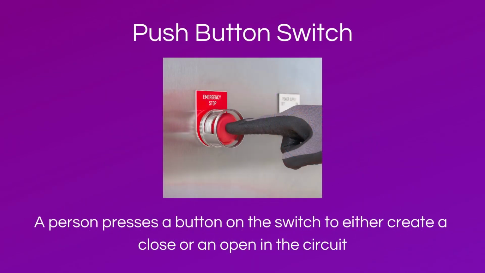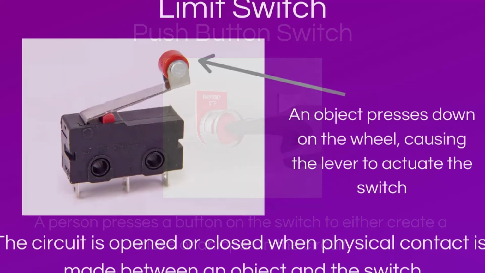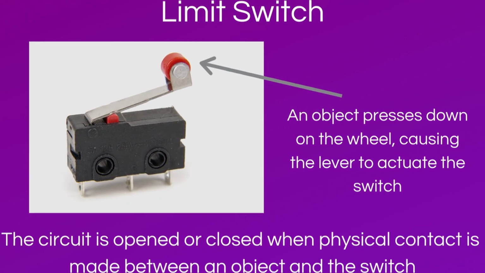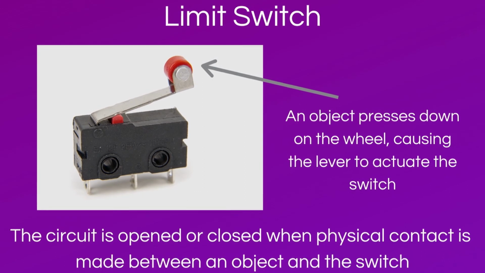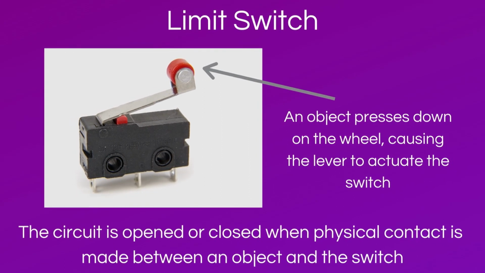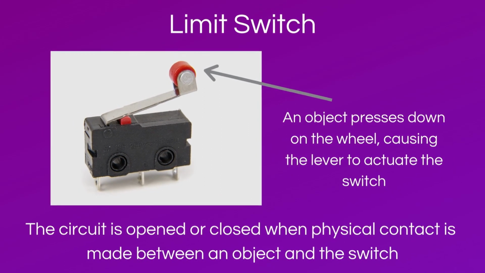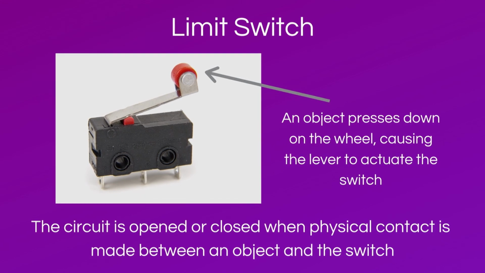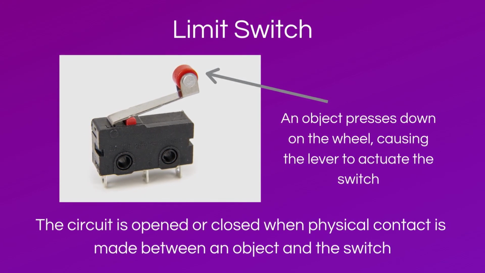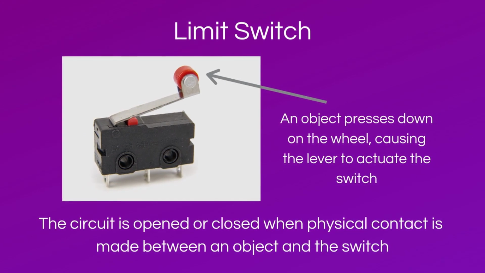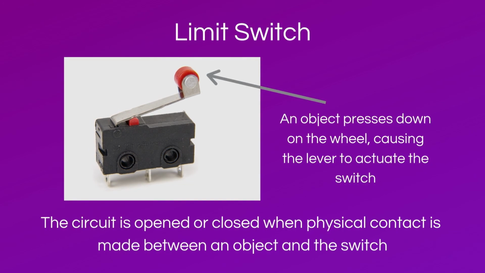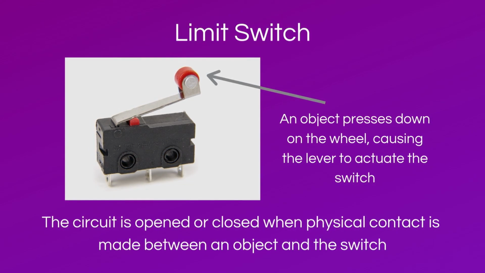In a push-button switch, a person presses the button on the switch to either create a close or an open in the circuit. The mechanical limit switch opens or closes a circuit when physical contact is made between an object and the switch. While it's common for limit switches to be actuated through physical contact with an object, they can also be actuated by pressure, temperature, or even by water.